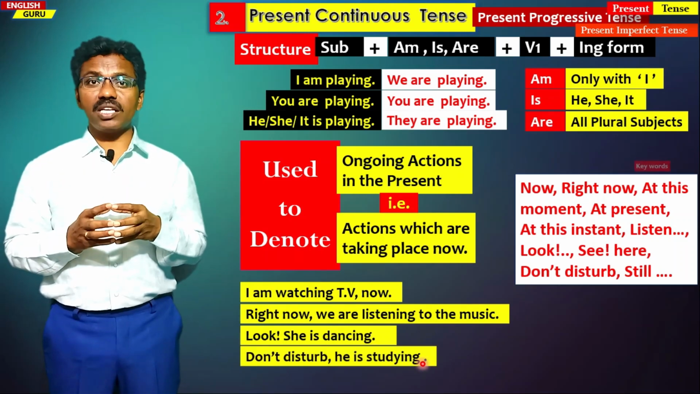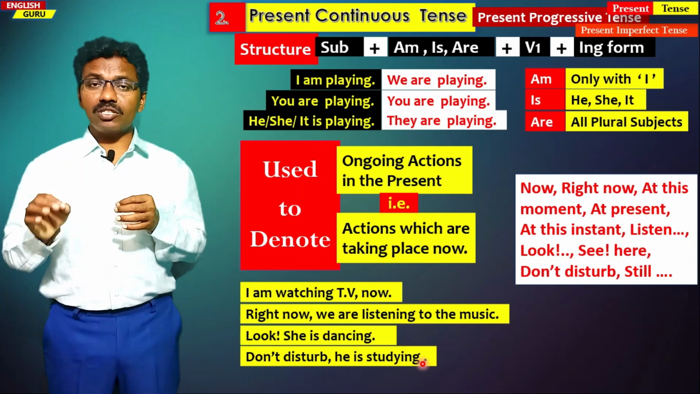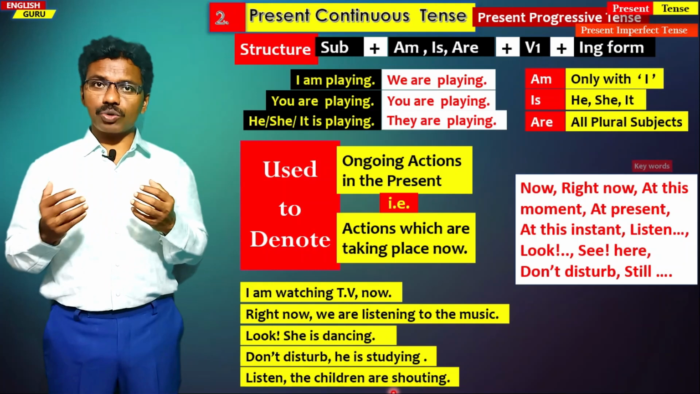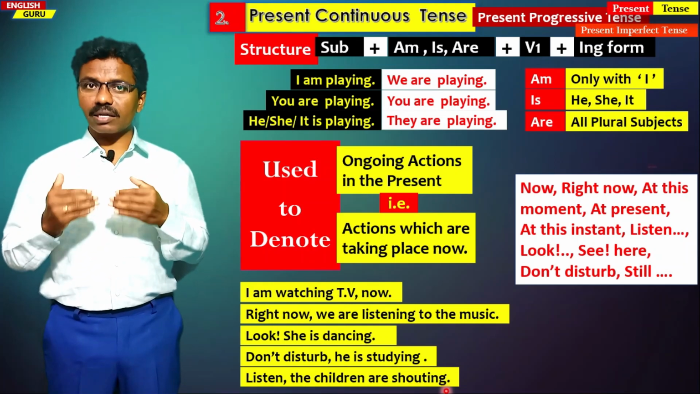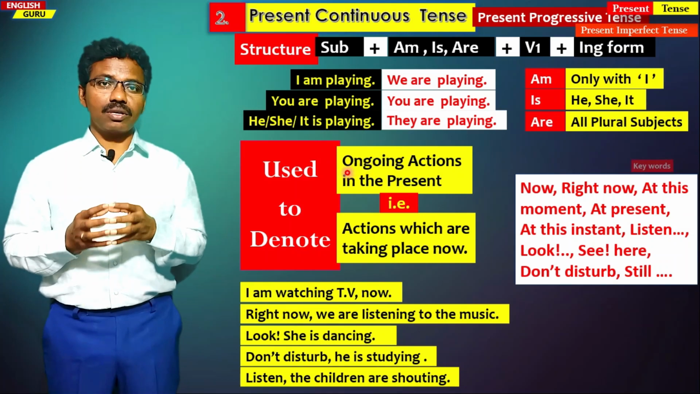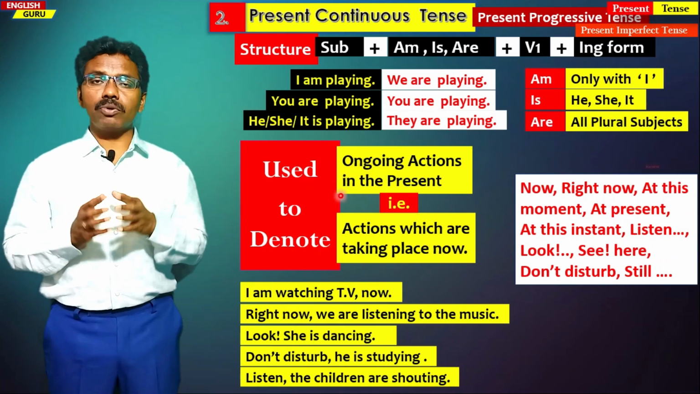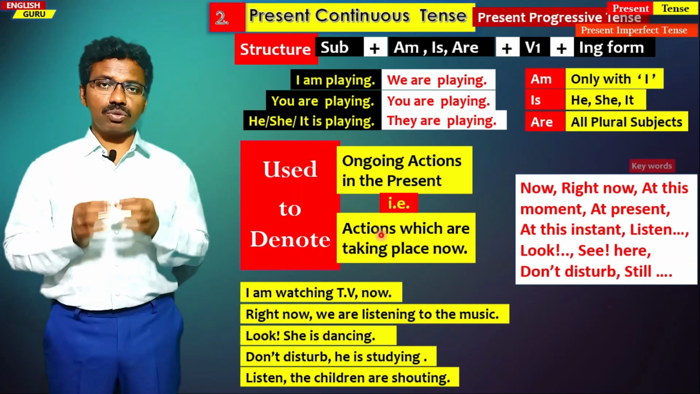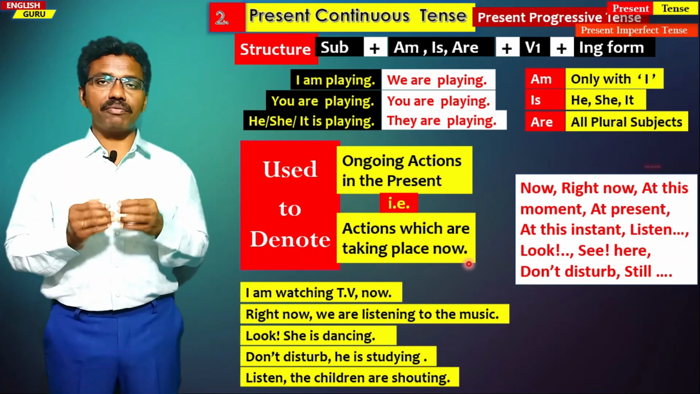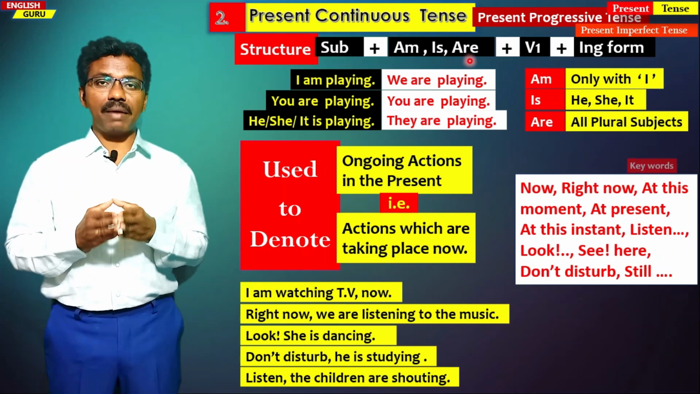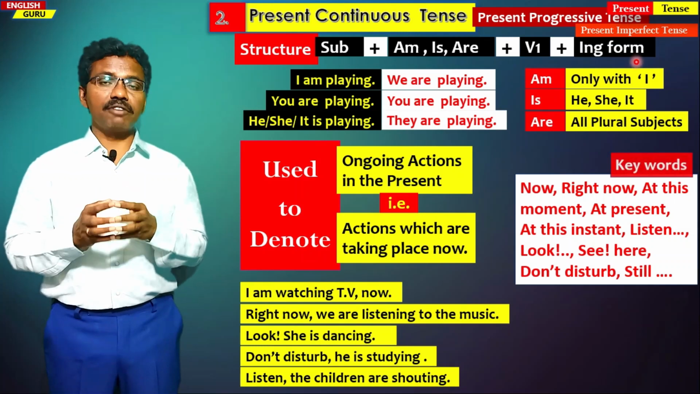Don't disturb, he is studying. Activity is going on. Studying is going on. Listen, the children are shouting. So they are now shouting. So present continuous tense is used to talk about all ongoing actions, the actions which are happening at the time of speaking. The structure is very simple. It has a subject, am, is, are plus verb 1 plus ing form.